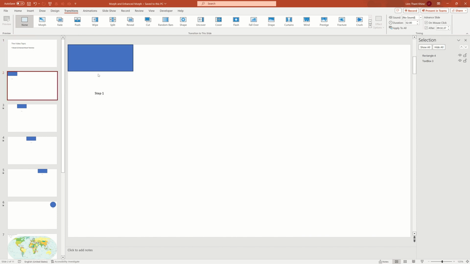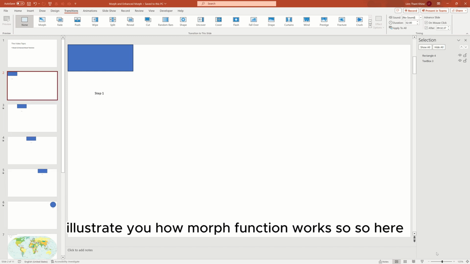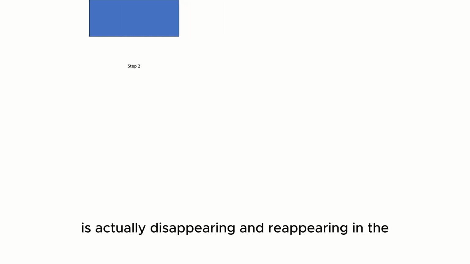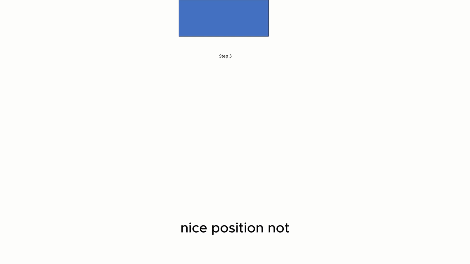So from this, I created a step-by-step method to illustrate how Morph works. Here, the rectangle moves perfectly to the second location, which I call step 2. In step 3 the rectangle moves perfectly, but as you will notice, the text is disappearing and reappearing in the next position, not moving fluidly across the screen like the rectangle does. So how does this happen? Let's move forward and I will explain it along the way.